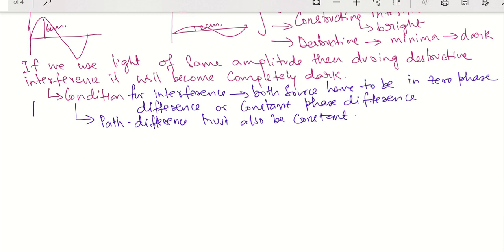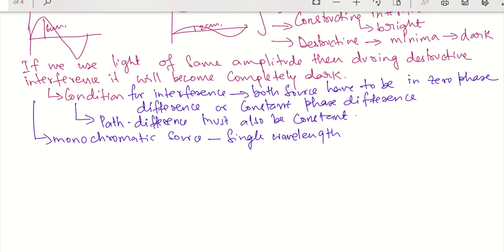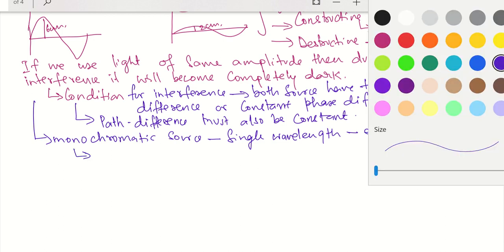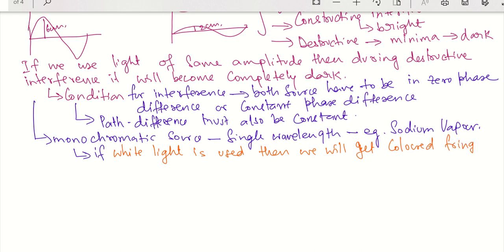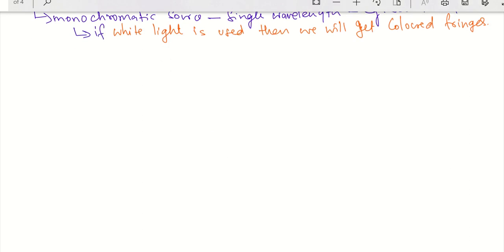Okay. It is always good to have a monochromatic source. That means single wavelength. Okay. Example, sodium vapor. Why? Because if for some reason white light is used, then we will get colored fringes. Okay. Now coming to the mathematical part of that.